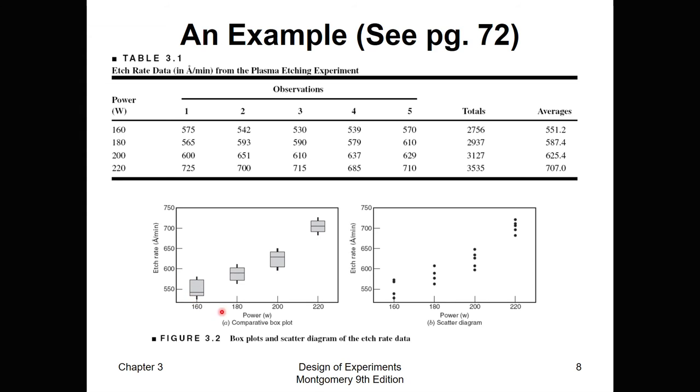What I see within these box plots is that as the power increases, the etch rate also seems to increase here. And that's kind of expected. As I give more juice to the tool, it's going to work a little bit faster. And that does make sense intuitively with my understanding of the experiment.